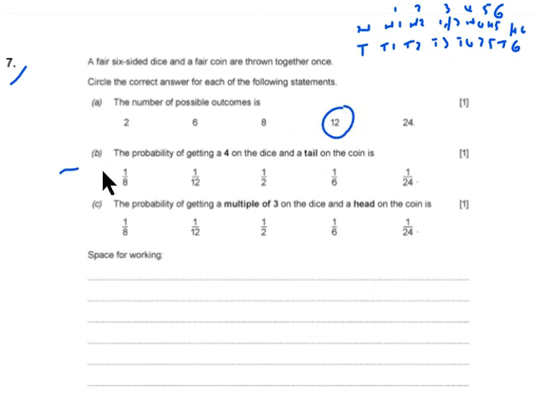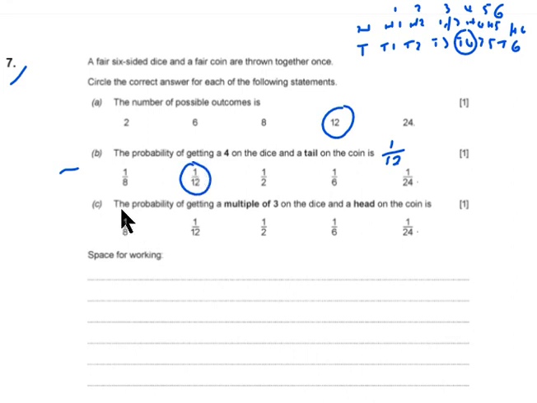Part B. What's the probability of getting a 4 on a dice and a tail on a coin? And it gives us a number of fractions here. Well, there's only one outcome where we can get a tail and a 4. So the probability is 1 successful outcome out of a possible 12 outcomes. So the probability is 1 over 12, so I'm going to circle that.